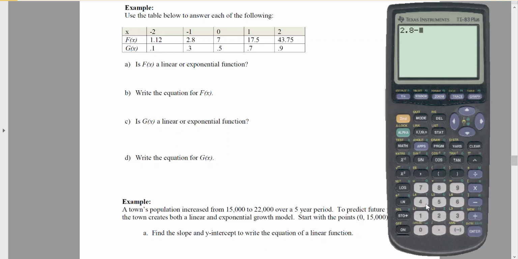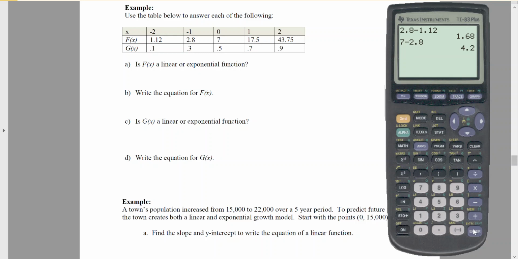minus the 1.12 and see what I come up with. I have 1.68, which means if I now take at 0 the output of 7 and subtract 2.8, I should get roughly 1.68. And if I do, then it's likely to be a linear function. If it's not 1.68, then it's not a linear function.